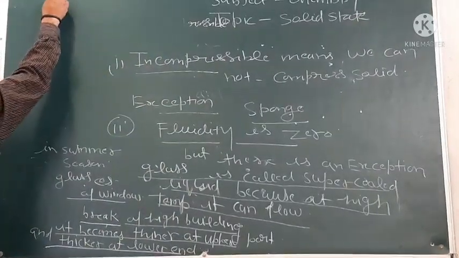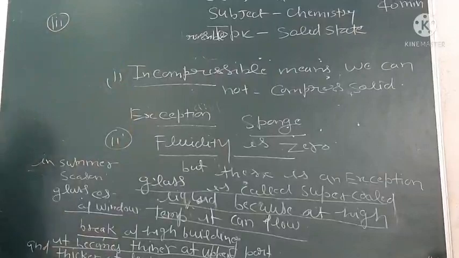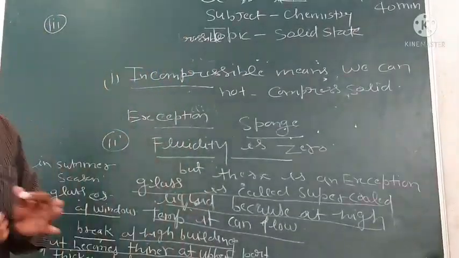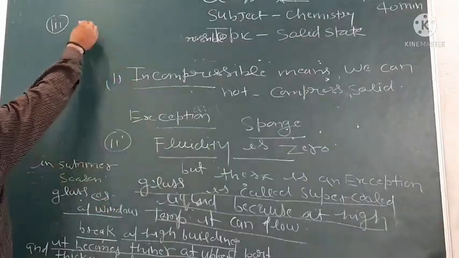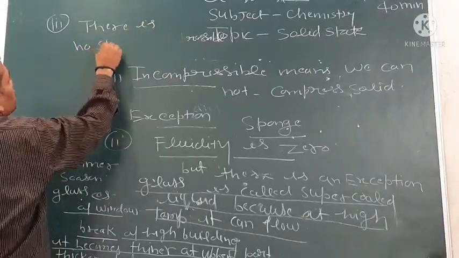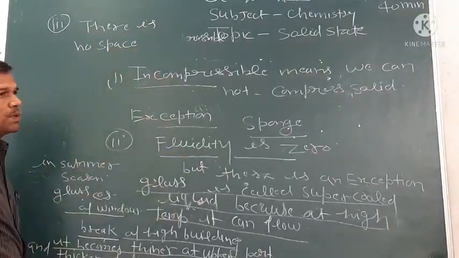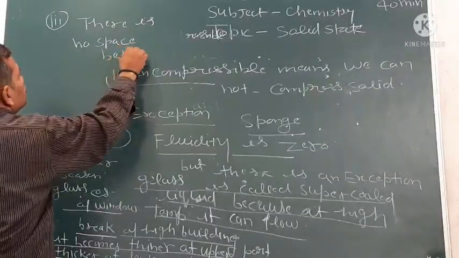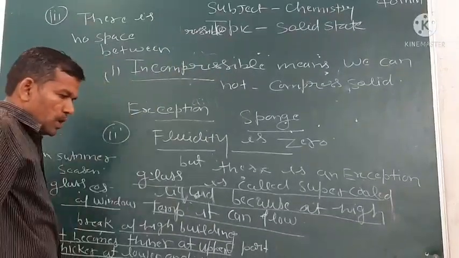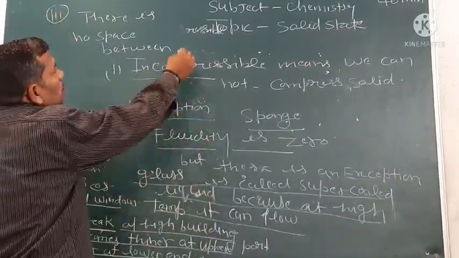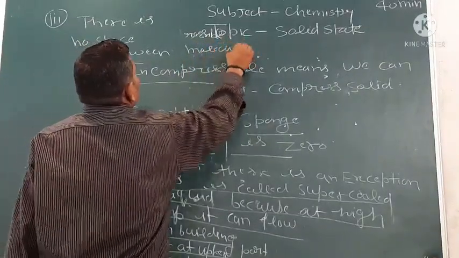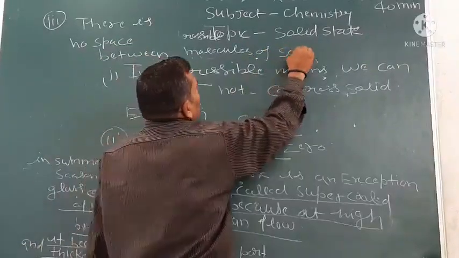Third property of solid: there is no space between the molecules of solid.